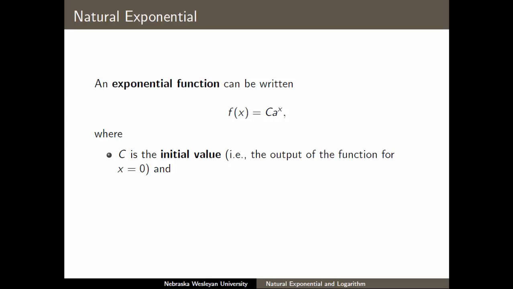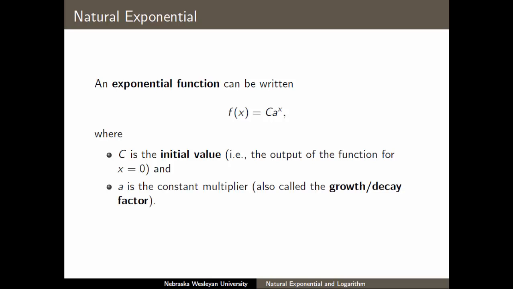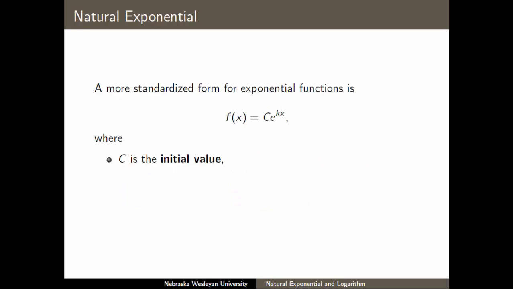An exponential function is one that can be written as c times a to the power x. C is the initial value, and a is the constant multiplier, which we've called the growth or decay factor. The natural exponential can be used to model the same things as the previous form, but every natural exponential has this base e, and for that reason it's more standardized.